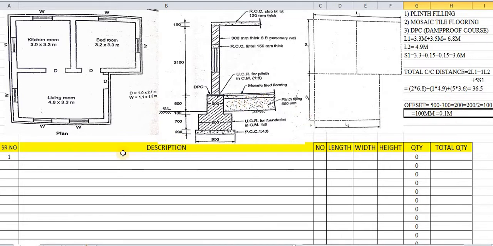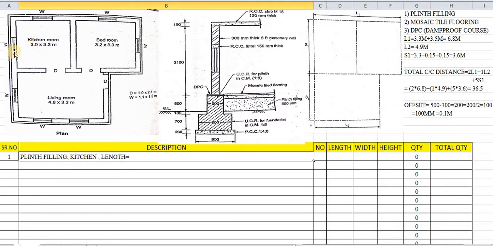So we will calculate the plinth filling. We have calculated the offset. So first we will calculate for the kitchen. So I am writing down here kitchen. Then in the kitchen we will first find out the length and width. So first we are finding out the length of the kitchen. What is the length of the kitchen in this case?